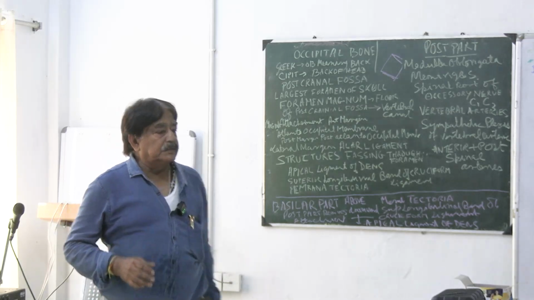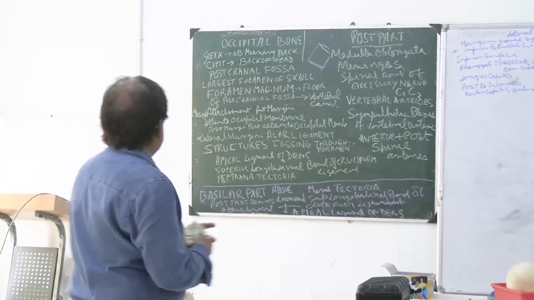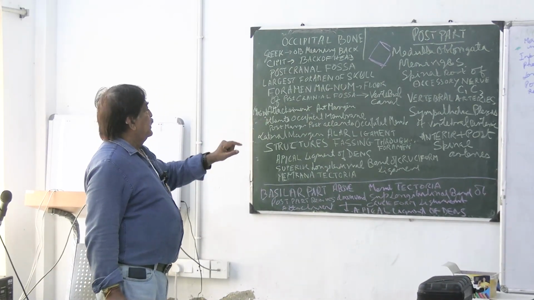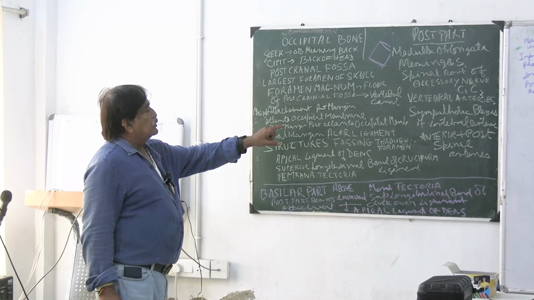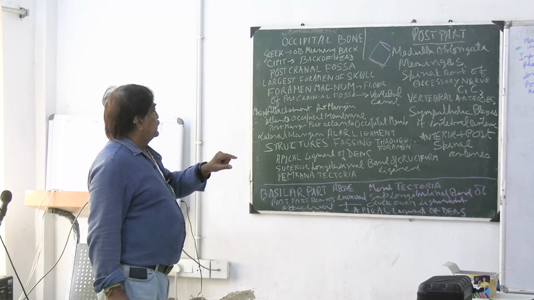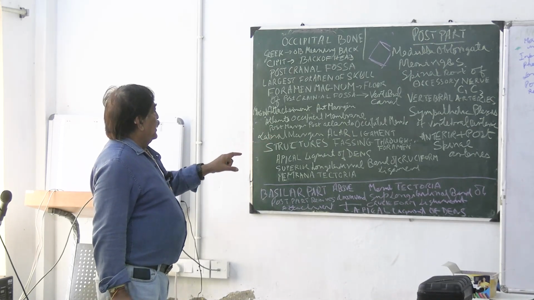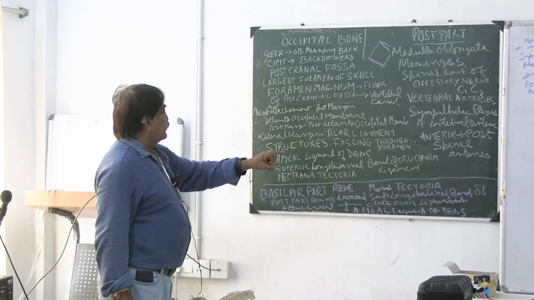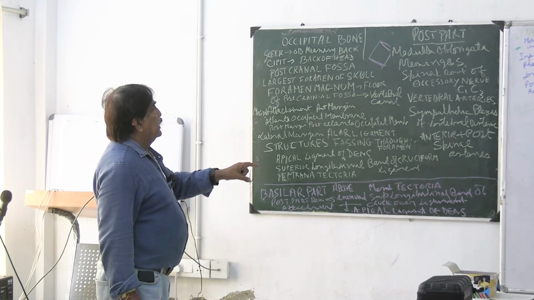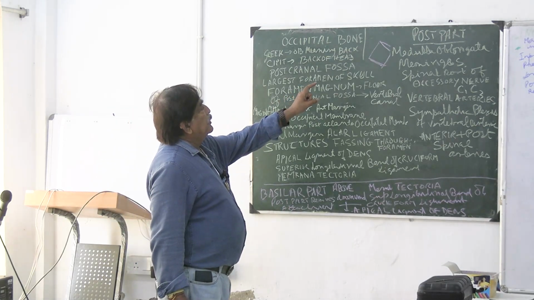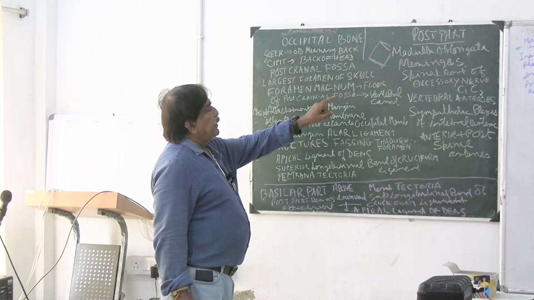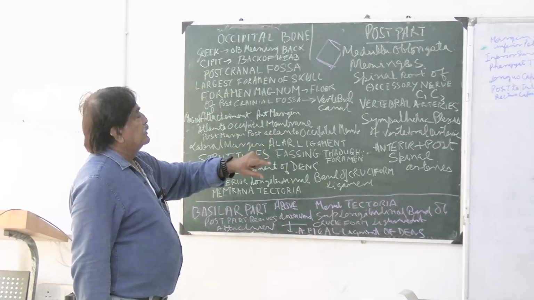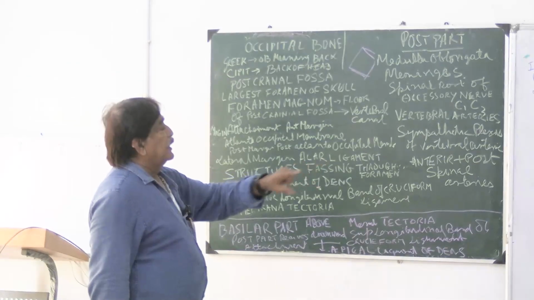Now these are the attachments. What are the attachments? The margin attachment: anterior margin, anterior atlanto-occipital membrane; posterior margin, posterior atlanto-occipital membrane; lateral margin, alar ligament. Structures passing through the foramen: apical ligament of dens, superior longitudinal band of cruciform ligament, and membrana tectoria, and in the posterior part, medulla oblongata, meninges, spinal root of accessory nerve, C1, C3, vertebral arteries, sympathetic plexus of vertebral arteries, anterior and posterior spinal arteries.